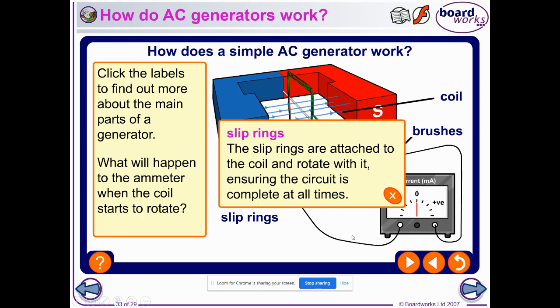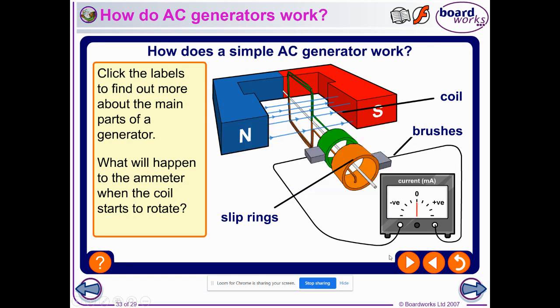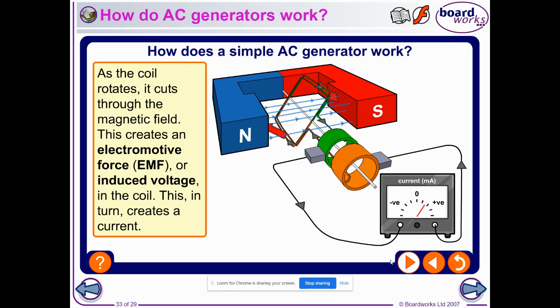You have slip rings attached to the coil, and they rotate together with the coil, ensuring that the circuit is completed at all times. They also allow alternating current to flow in the external circuit, which is this one that is connected to the galvanometer. Next, as the coil rotates, it cuts through the magnetic field, and this creates an induced electromotive force, or induced voltage, in the coil. This in turn will create an induced current once there's a complete circuit in the external circuit.